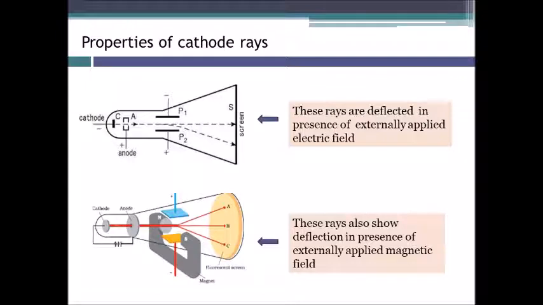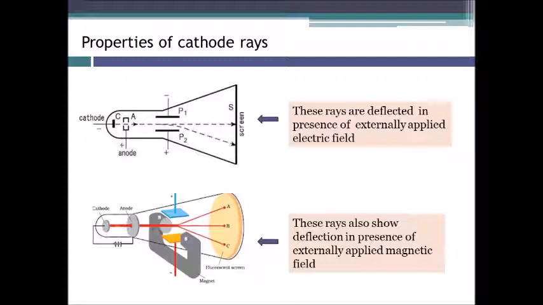Further, these rays could be deflected in the presence of an externally applied field. You see the field applied in this figure over here on top. P1 and P2 are the externally applied plates. The field is applied between the two plates P1 and P2, and we can see the cathode ray deviating from its original straight path towards P2.